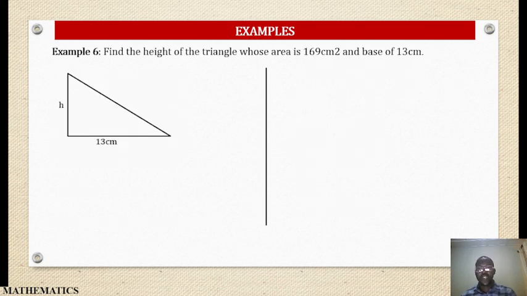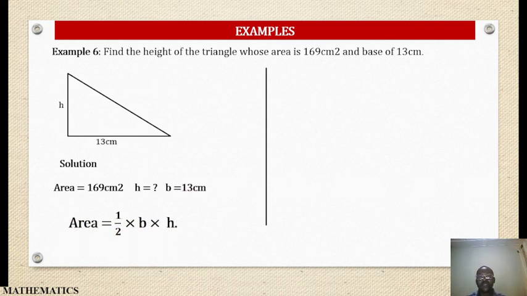Let's take another example here. This particular example also is asking us for the height of the triangle when the area is 169 centimeters square and the base is 13 centimeter. So we are going to write out the parameters that are given. So we have the area to be 169 centimeters squared, and we have height to be unknown. That is what we are looking for, and base is 13 centimeter.